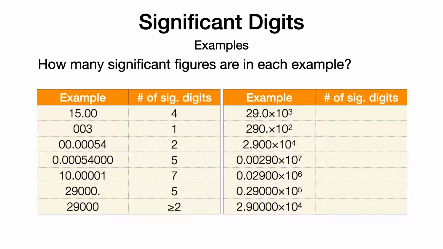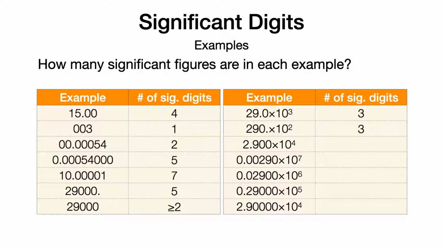So here's that same number, 29,000, expressed in several different ways, each of which is now giving a precise number of significant digits. And how many significant digits are in each of the examples? So, first example, 29.0 times 10 to the 3 has 3 significant digits. Now, if we express this as 290 times 10 to the 2, again, it has 3 significant digits.